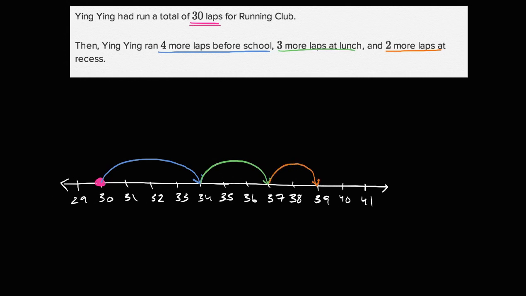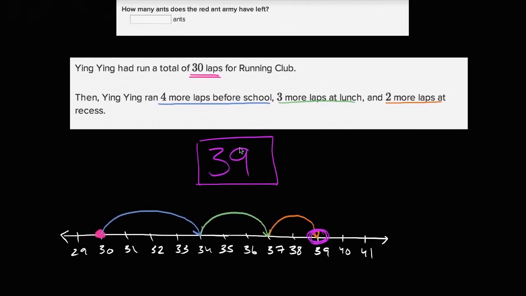So how many total laps does Ying Ying run? Well, Ying Ying runs a total of 39 laps. And we were able to figure it out using this number line. Now let's do an exercise very similar to this that you might see on Khan Academy.